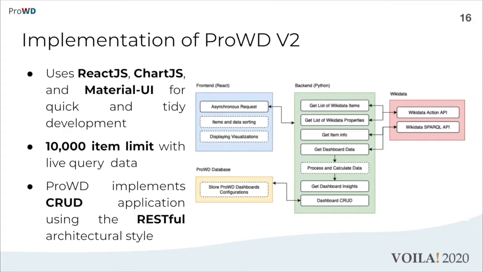We implemented Proud with a RESTful architecture, with the front end using React.js, Chart.js for all of the visualizations, and the back end using Flask. We used live query data, so technical limitation left us with a 10,000 item limit, though it is refreshed live. So when something is changed in Wikidata, the data in Proud changes as well. The chart here explains a little bit about the flow between the front end, the back end, and Wikidata endpoints. So yes, this is just a simple representation of the system.